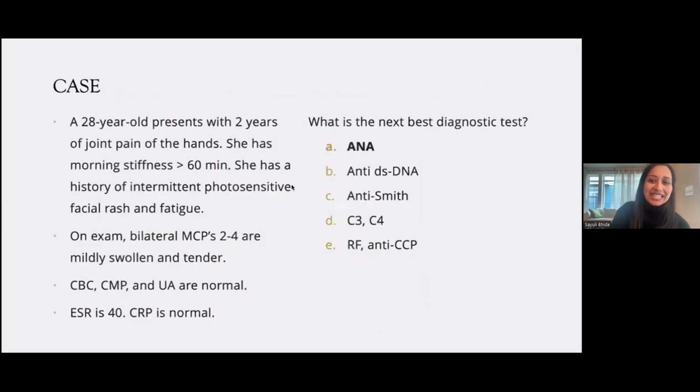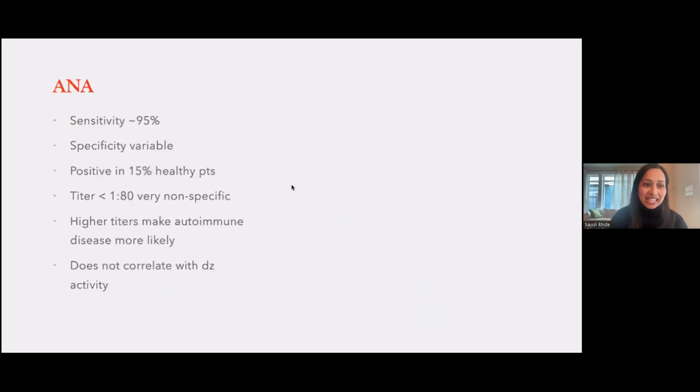Okay, so getting back to our case of the ANA. ANA has high sensitivity, but we all know it has very low specificity. It can be positive in 15% to, I've actually seen estimates as high as 30%, of healthy patients, and low titers of an ANA. When you get an ANA report, it'll be reported as a titer, like 1 to something. Titers less than 1 to 80 are very nonspecific. They don't really help you diagnose the disease. Higher titers make it more and more likely that autoimmune disease is happening. And just know that an ANA does not correlate with disease activity, so you cannot use it to diagnose if someone is having a flare.